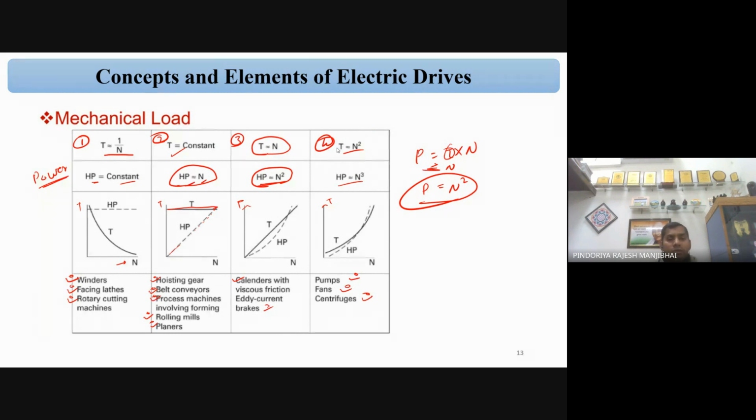Yes, any confusion, students? Yes, Alok Yadav, any confusion in this slide? Yes, Alok, any confusion? No, sir. Okay, good.